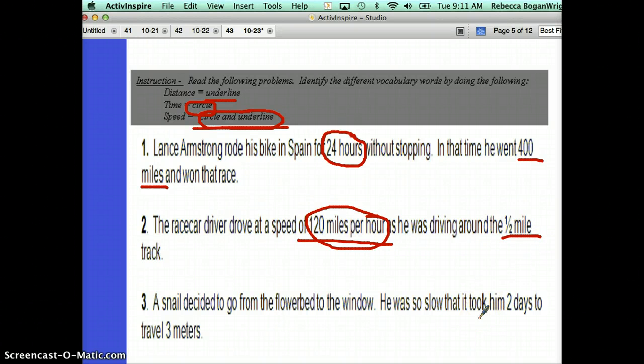I'm going to do one more for you, and then you are on your own. A snail decided to go from the flower bed to the window. He was so slow that it took him 2 days to travel 3 meters. 2 days is a time, because that's how long it took him to travel, and 3 meters is a distance. So you are on your own for the rest of these problems, and then continue to follow the directions so that you can complete and watch another video and complete the rest of your page for today.